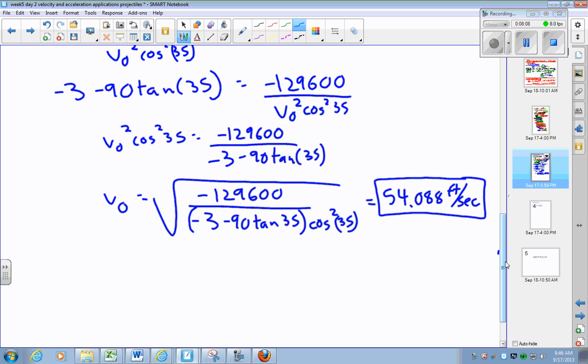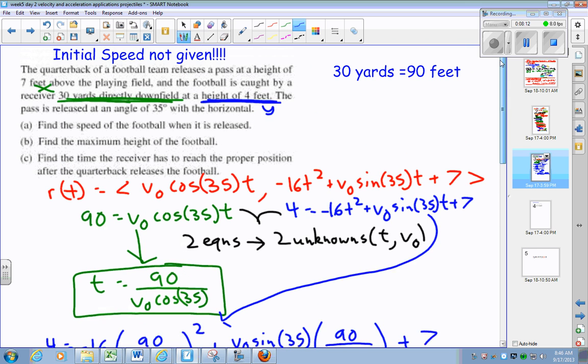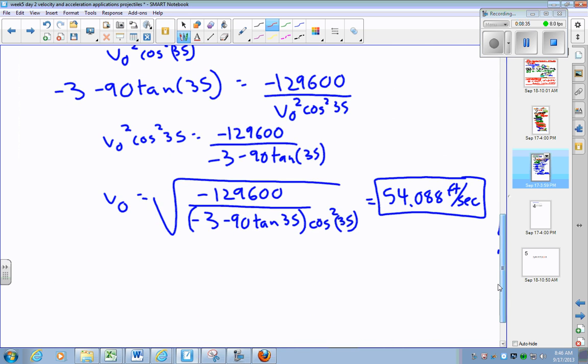Okay. So when you pull back up here to see if we've solved any of the questions, it says find the speed, find the max height, find the time the receiver reached the proper position after the quarterback released the football. Okay, well, a couple things. I didn't really find the speed yet, guys. The speed is, well, for today, we're going to say this is the speed. Wait, let me think.